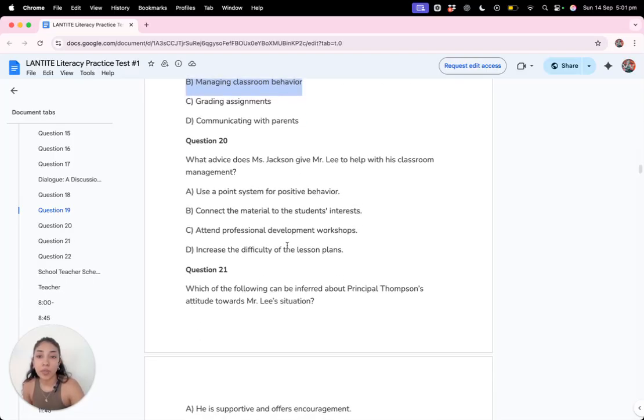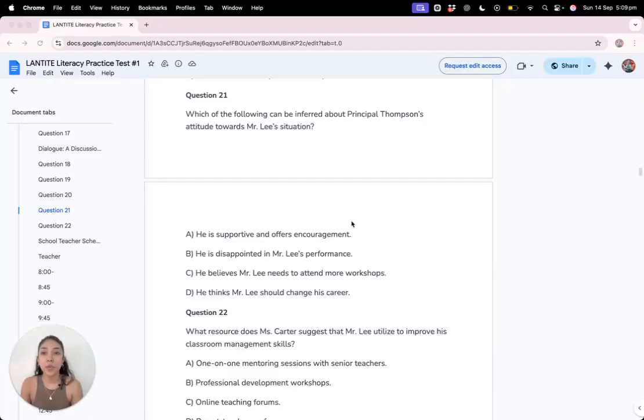Then we've got question 20. What advice does Miss Jackson give Mr. Lee to help with his classroom management? A, she suggests using a point system for positive behaviour. B, connect the material to the student's interests. C, attend professional development workshops. And D, increase the difficulty of the lesson plans. Miss Jackson gives the following advice, and that would be to connect the material to the student's interests, which is answer B.